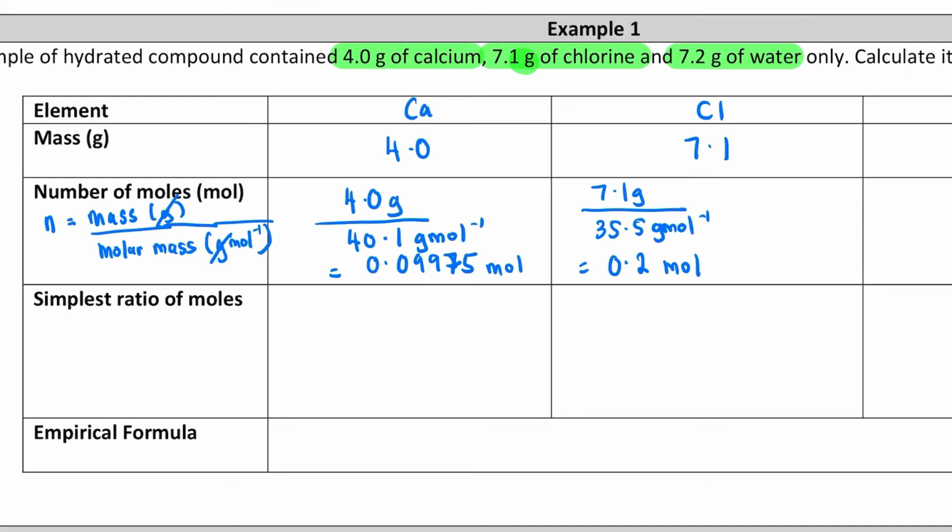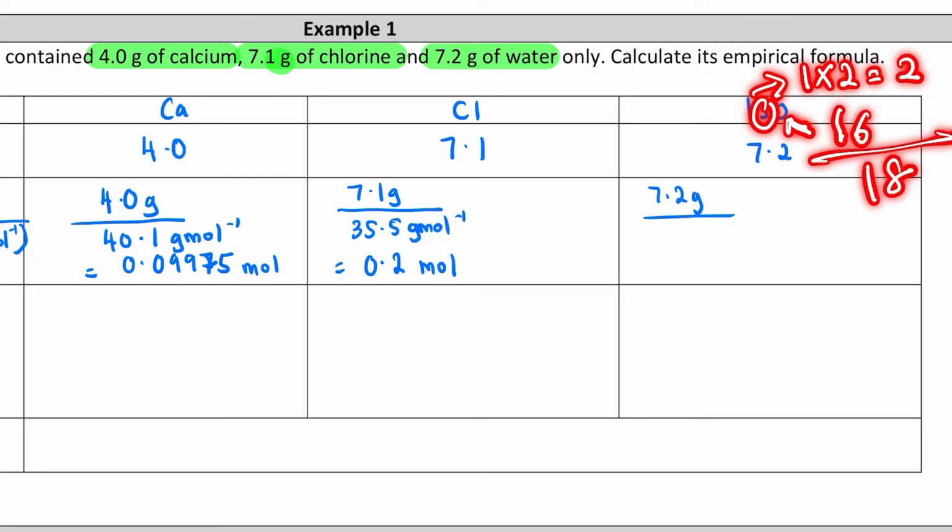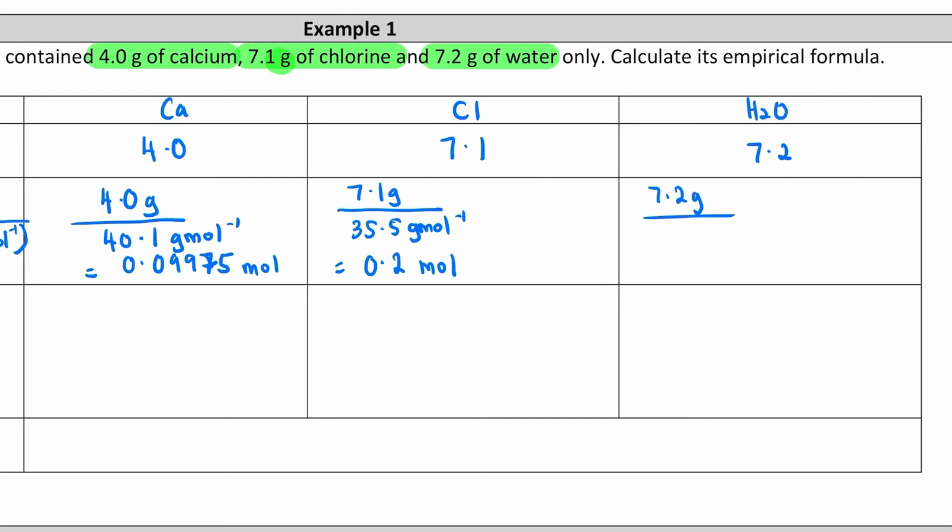Alright, and then next one, H2O. 7.2 gram of H2O divide with the molar mass of H2O. Kena ingat lah, hydrogen 1, but since there are 2 hydrogen here, so 1 times 2 equal to 2, and then the molar mass of oxygen is 16. So 2 plus 16 equal to 18. So the molar mass of H2O is 18 gram per mole. So when you divide, you should get 0.4 mole.